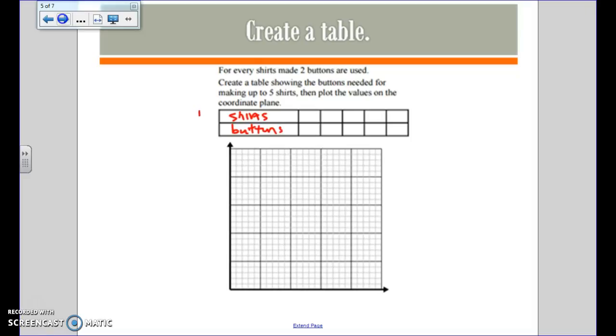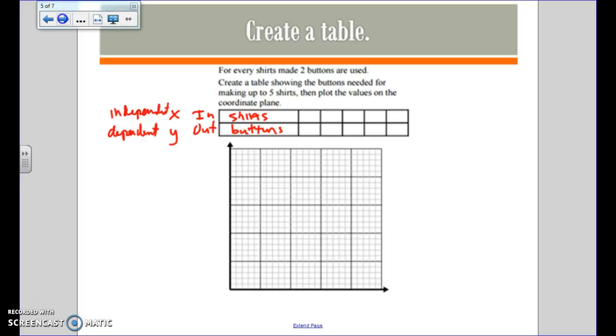And I'm going to say this is the input, or the X value, and this is the output, or the Y value. And the reason I'm going to say that shirts are our input is because the number of buttons depends on how many shirts we need. Okay, so this is dependent on how many shirts we need, which we call the independent variable.